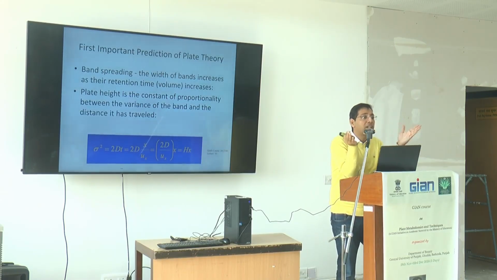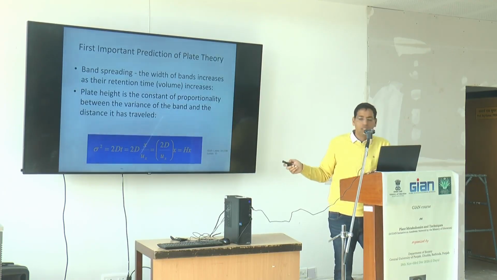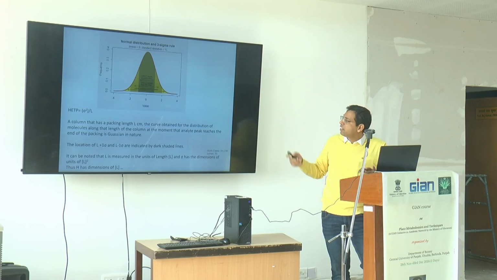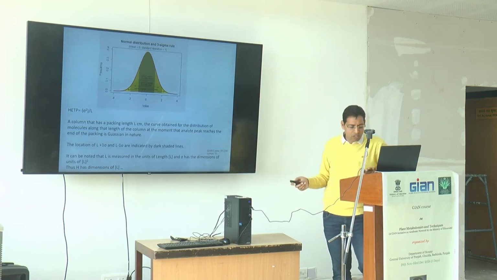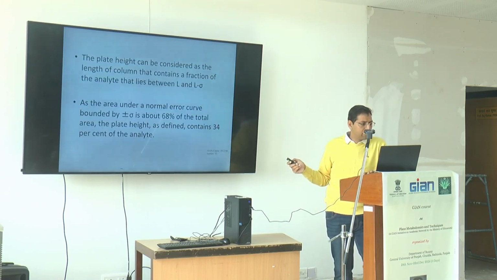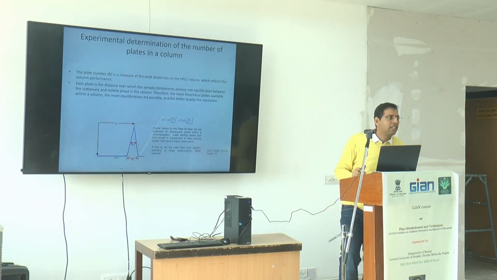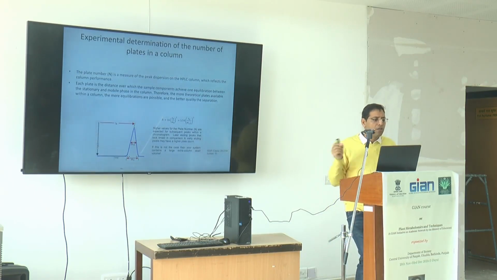These bands can spread. So if you are using all the parameters rightly, definitely you will get a single peak. Plate height is another concept that I told you about. So this is the plate height value. This is the normal distribution of the plate heights. And this is the experimental number of plates in the column. So these are the number of plates present in that particular column, and by using this equation you can calculate how many plates are present in that column.